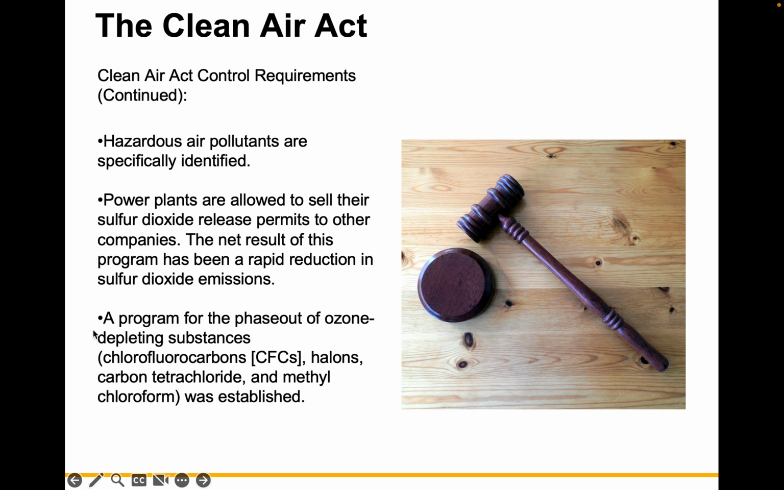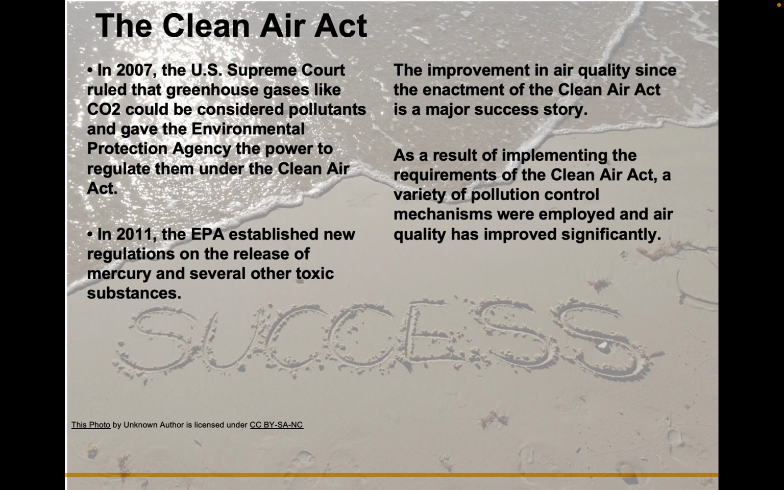A program for the phase out of ozone depleting substances like CFCs, halons, carbon tetrachloride, and methylchloroform was established. And in 2007, the U.S. Supreme Court ruled that greenhouse gases like CO2 could be considered pollutants, and that gave the EPA the authority to regulate them under the Clean Air Act. In 2011, the EPA established new regulations on the release of mercury and several other toxic substances. And the improvement in air quality since the enactment of the Clean Air Act is a major success story.